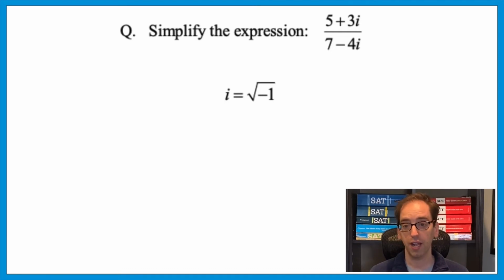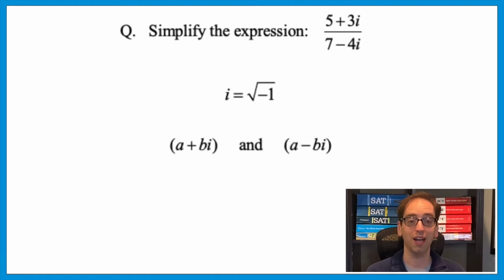To simplify a fraction like this, you have to multiply the top and the bottom by the conjugate of the denominator. What? I'll explain. An imaginary number always appears as something like a plus bi, but that will always have a partner, a minus bi. You just switch the sign of the second term. Those are called conjugate pairs. So why is this important?